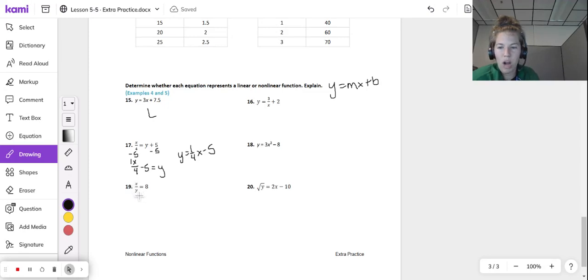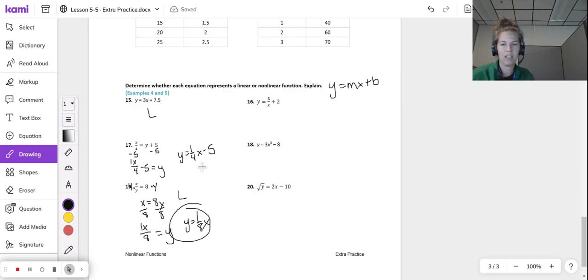Next, x divided by 8 equals y. If I multiply by 8 on both sides, I would get x equals 8y, then divide by 8 on both sides, and I would get x divided by 8 equals y, which would be 1/8 x, or y equals 1/8 x. And this is in slope-intercept form, so this would be linear. Okay, so all 3 of those would be linear.